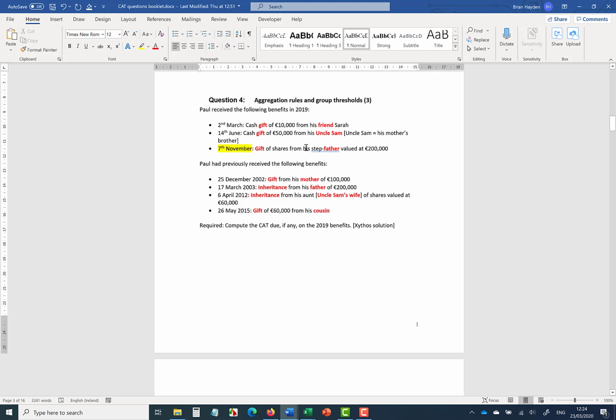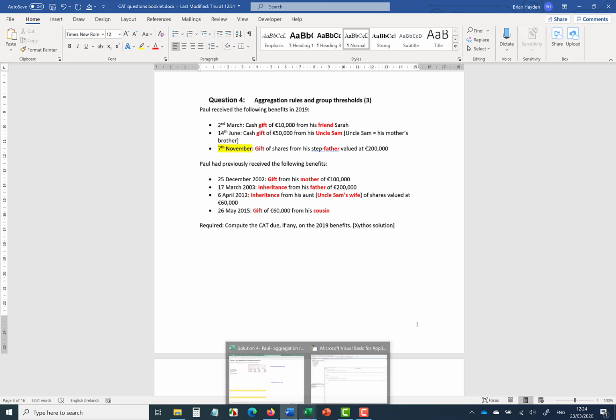So we've got a C benefit currently received, a B benefit, and an A benefit. So we've got A, B, and C currently received, and then there's a series of different benefits and different thresholds previously received. So we're asked to compute the CAT due, if any, on the 2019 benefits.